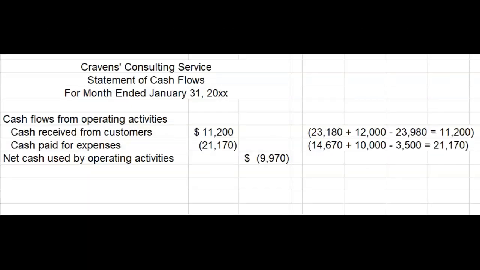So this is what the cash flows from operating activities section should look like. Notice that more cash was paid for expenses than was received from customers. So net cash was used in operating activities of $9,970. These numbers here are for your information only. They should not be shown on the statement of cash flows.